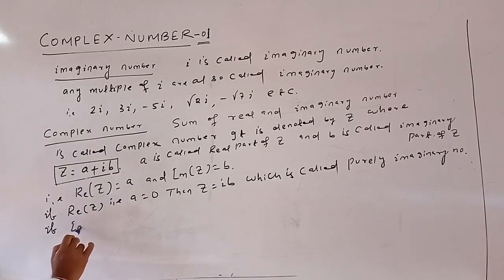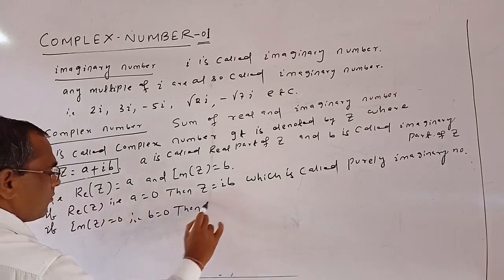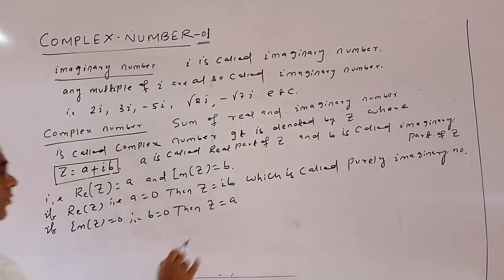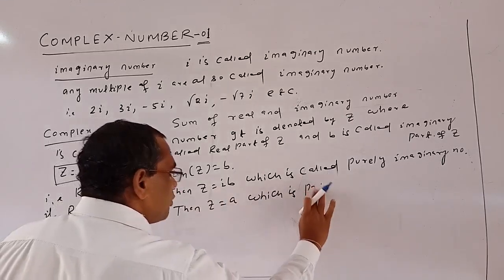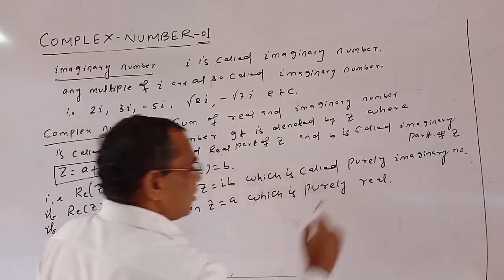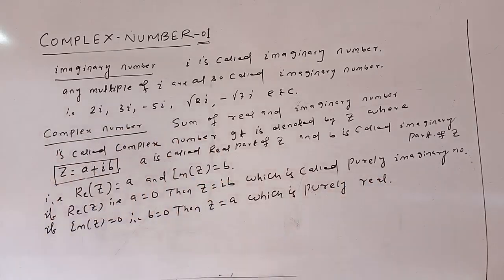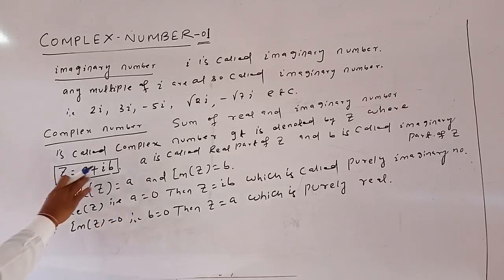If the imaginary part of z equal to 0, that is b is equal to 0, then what happens? Then z equal to a, which is purely real. So when a complex number is purely real, its imaginary part of z equal to 0. So if b is 0, then z is a, and a is a real number. So every real number is a complex number.